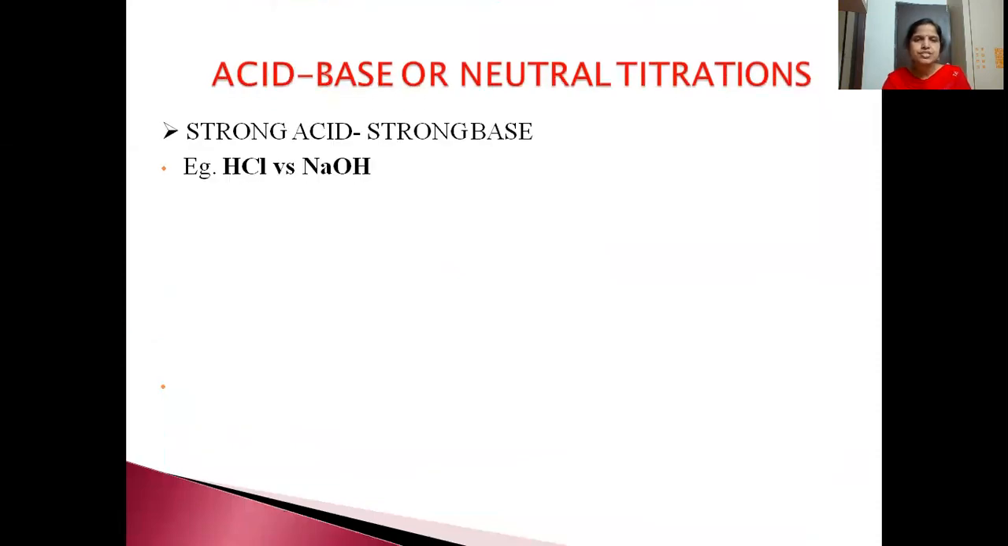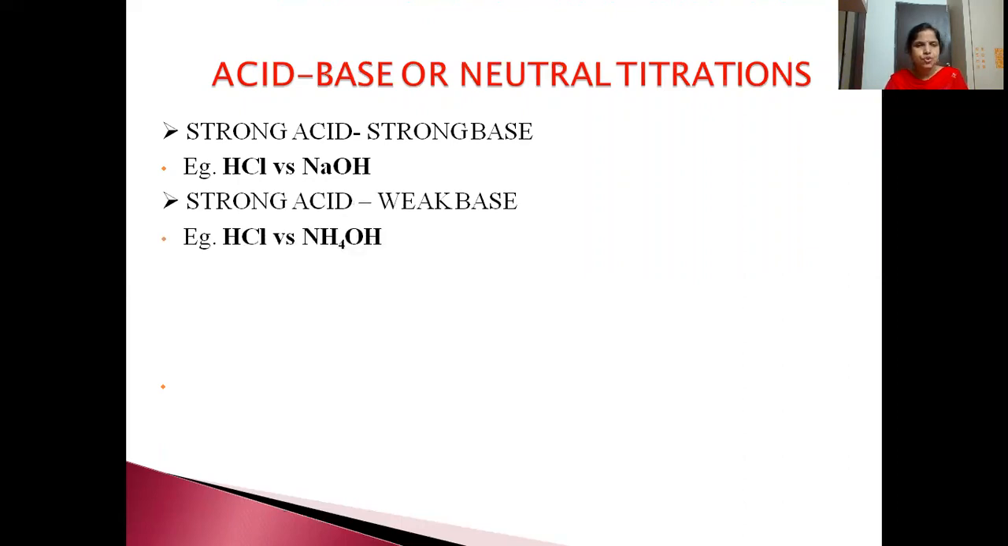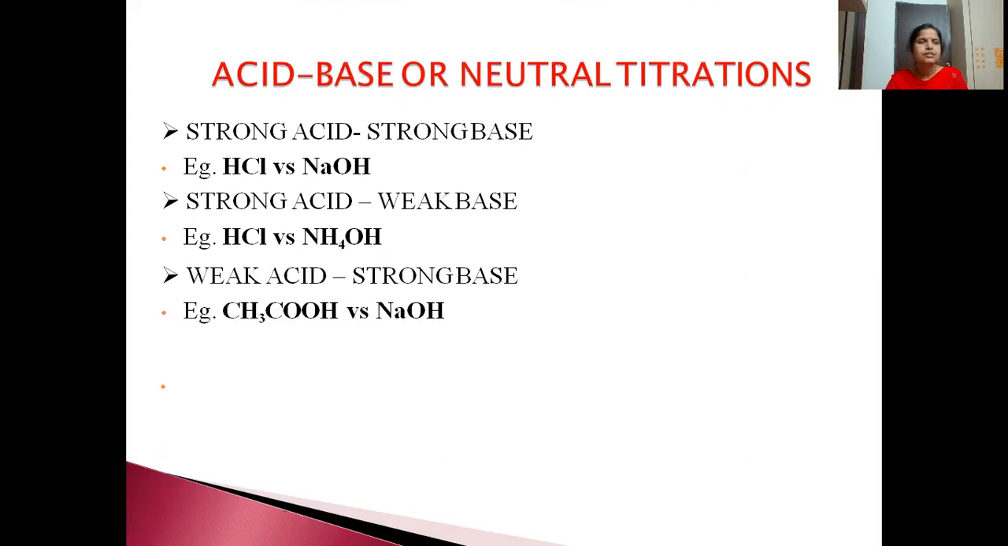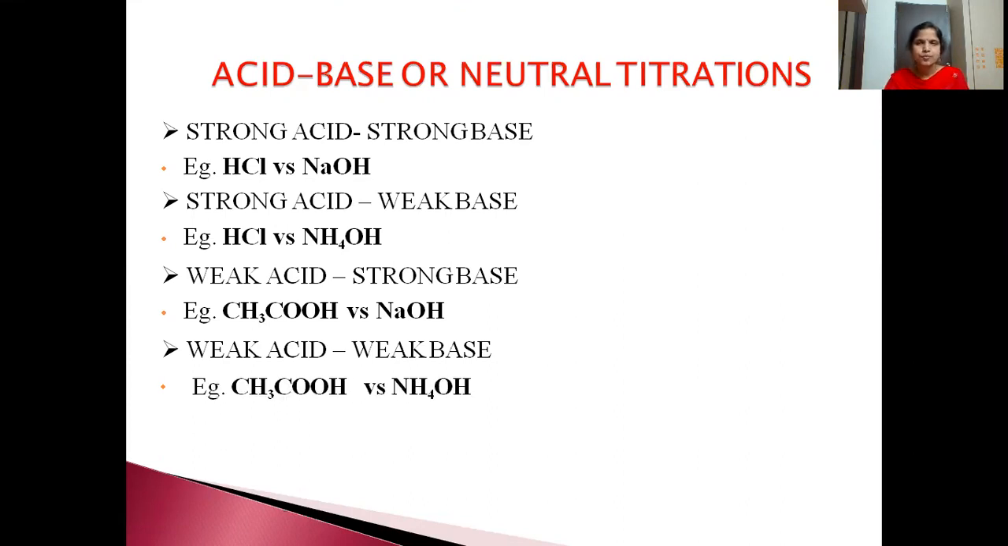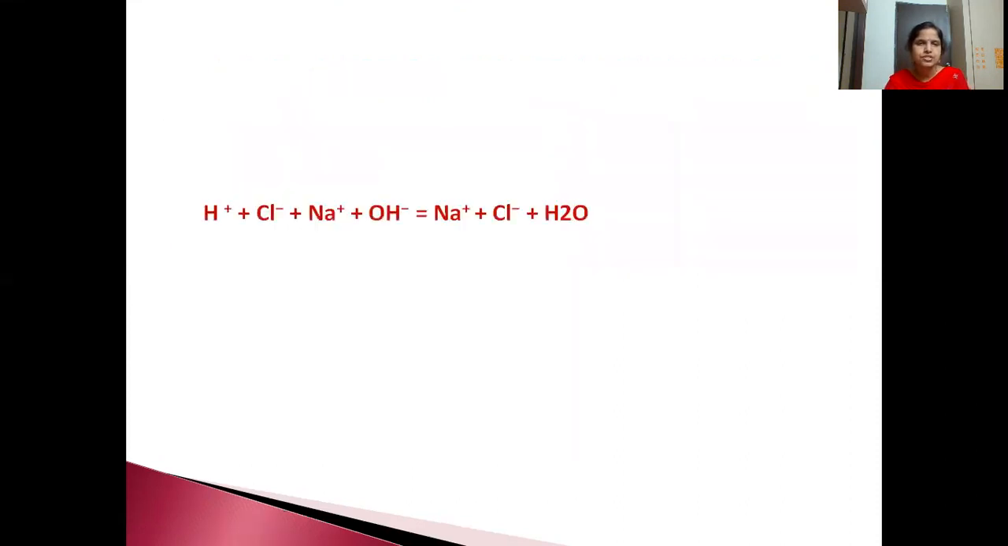In acid-base titrations, again we have different types. Strong acid versus strong base, for example HCl versus NaOH. Strong acid versus weak base, HCl versus ammonium hydroxide. Weak acid versus strong base, acetic acid versus sodium hydroxide. Weak acid versus weak base, acetic acid versus ammonium hydroxide. Let us see all these four different types of titrations now.